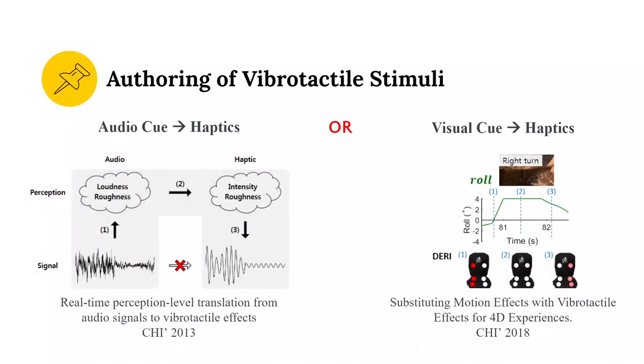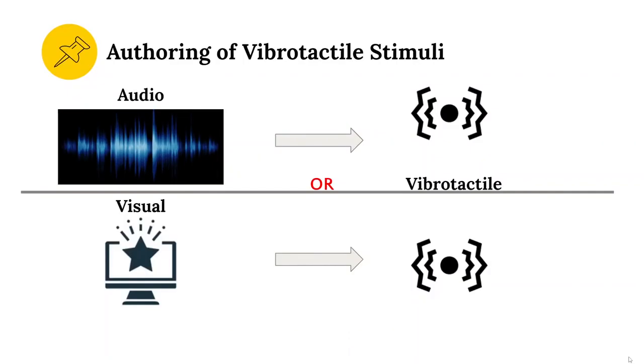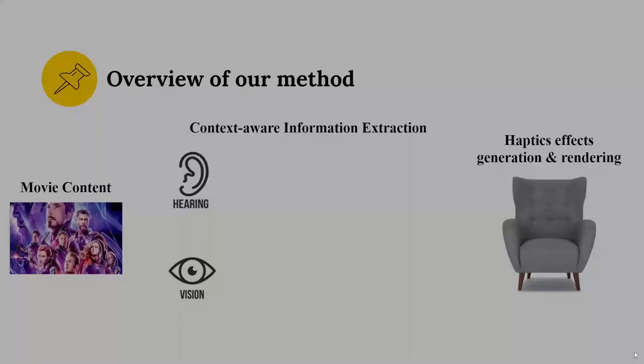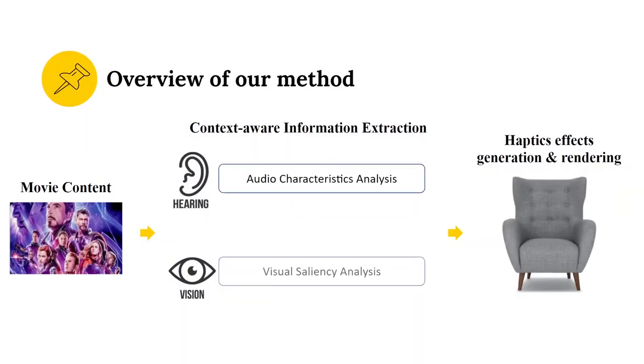As an alternative to manual authoring, automatic haptic effects generation methods have been developed to simplify the authoring process. These methods typically produce haptic effects from either the audio or visual movie content. The previous tools, however, only use a single modality, audio or visual, as input. We propose to leverage both modalities to improve the generation of haptic effects.